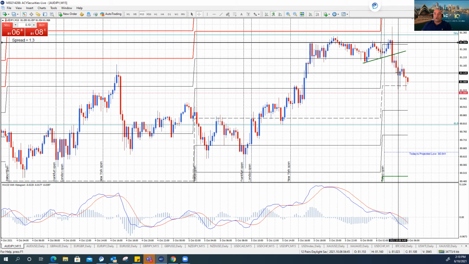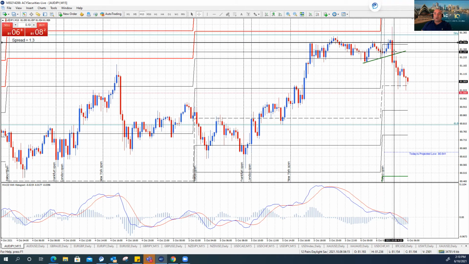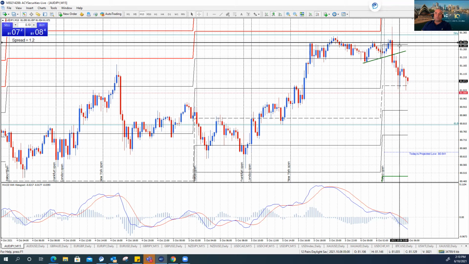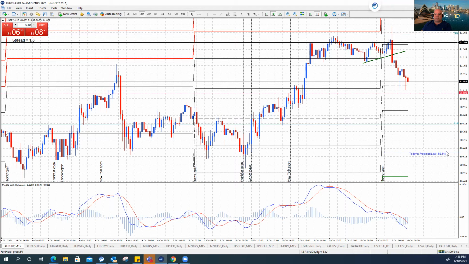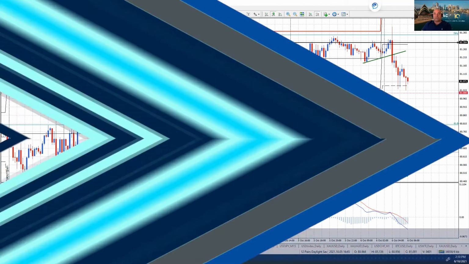So target wise though, I'm going to be targeting with a 20 pip risk. I'm going to be looking for a move down around today's projected low, which is put in there, and that's about a 60 pip gain. So if I get a failure underneath this central pivot, so price comes down, goes back up and fails underneath it, then I will take partial profits and then let it run from there. Let's see how it plays out.